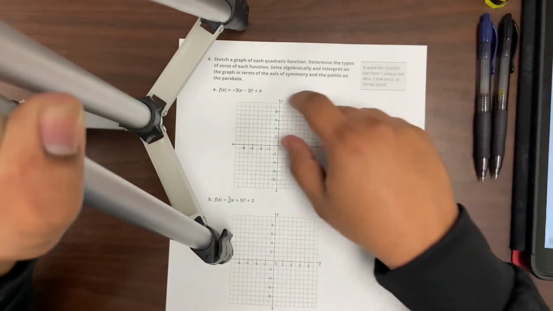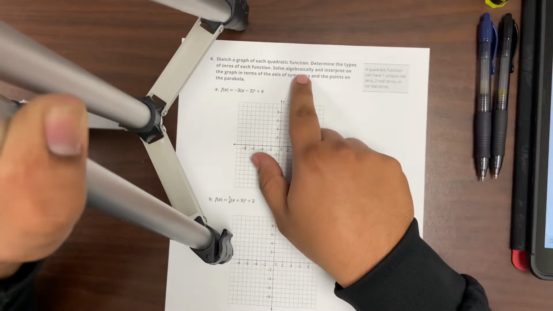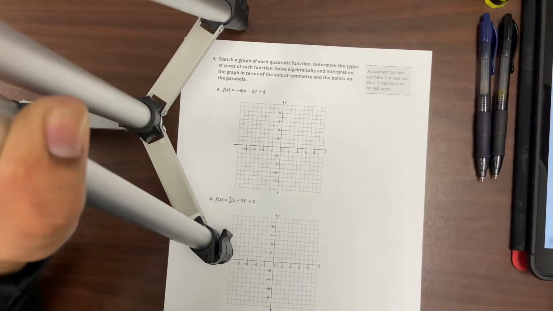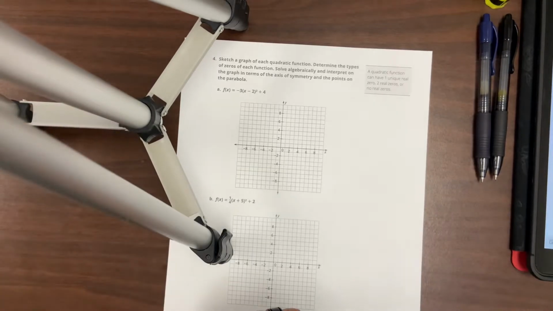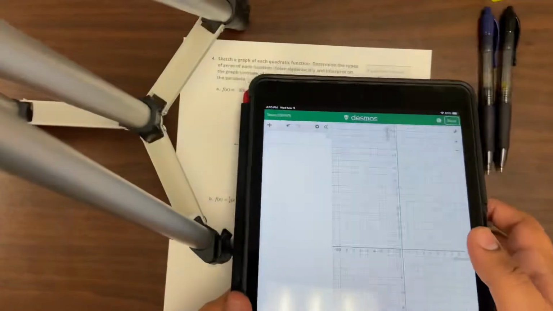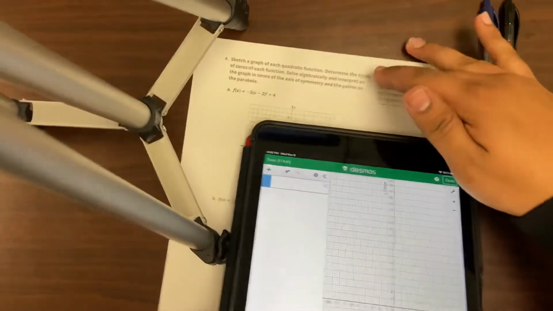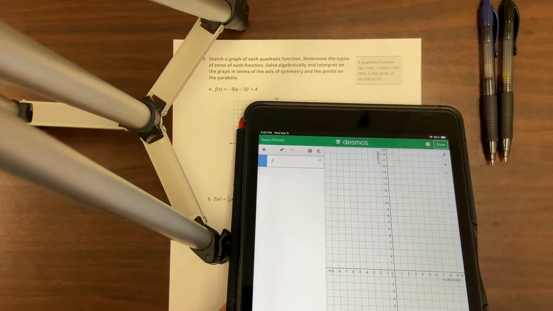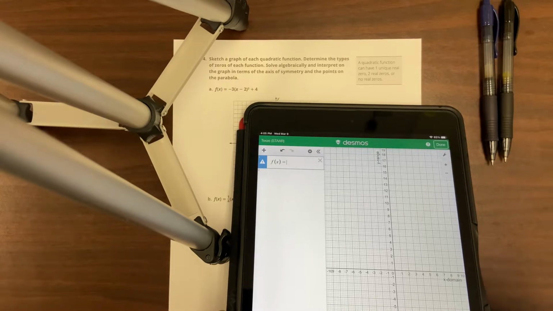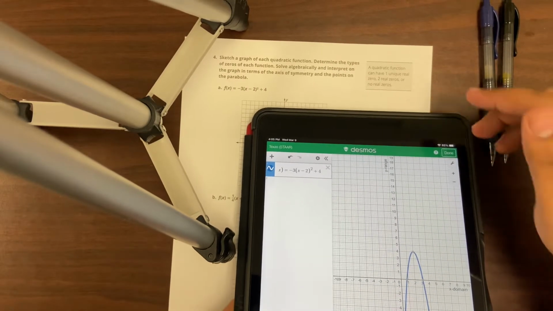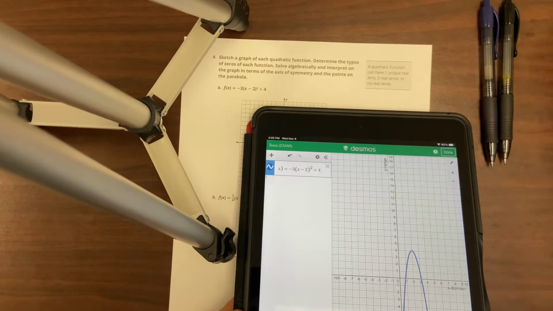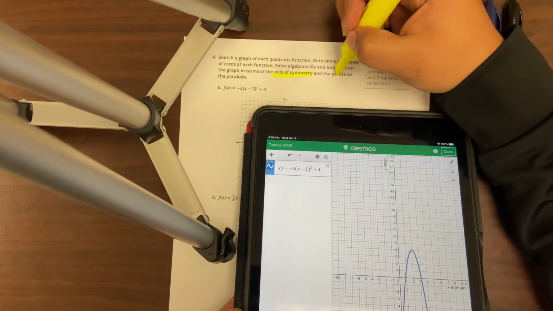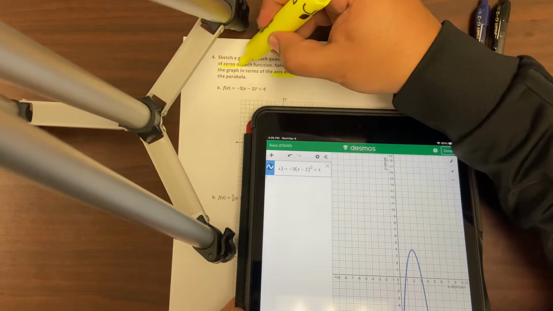Again, I'm not going to force anybody to solve this by hand. It is asking you to do it, but of course, I'd rather you just use your Desmos. Not get a headache or anything. Nobody likes headaches. Okay, I'm going to type in my question real quick. f of x equals negative 3 times (x minus 2) to the power of 2, plus 4. There's my function. It's asking for axis of symmetry and zeros, and I see them.